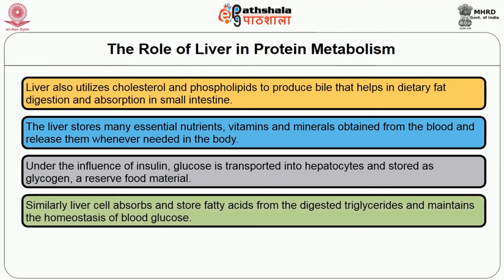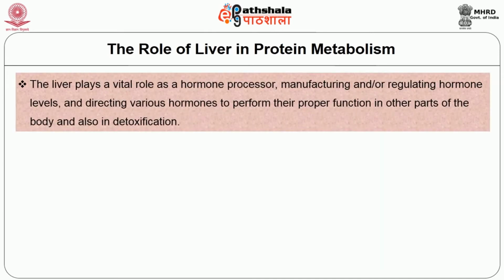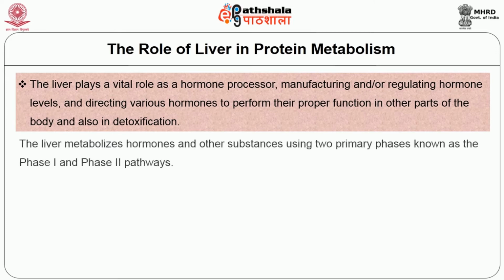Similarly, liver cells absorb and store fatty acids from the digested triglycerides and maintain the homeostasis of blood glucose. Also, vitamins B12, A, D, E, K and minerals such as iron and copper are stored in the liver and supplied to all parts of tissues whenever needed. The liver also plays a vital role as a hormone processor, manufacturing and regulating hormone levels, directing various hormones to perform their proper functions in other parts of the body and also in detoxification.